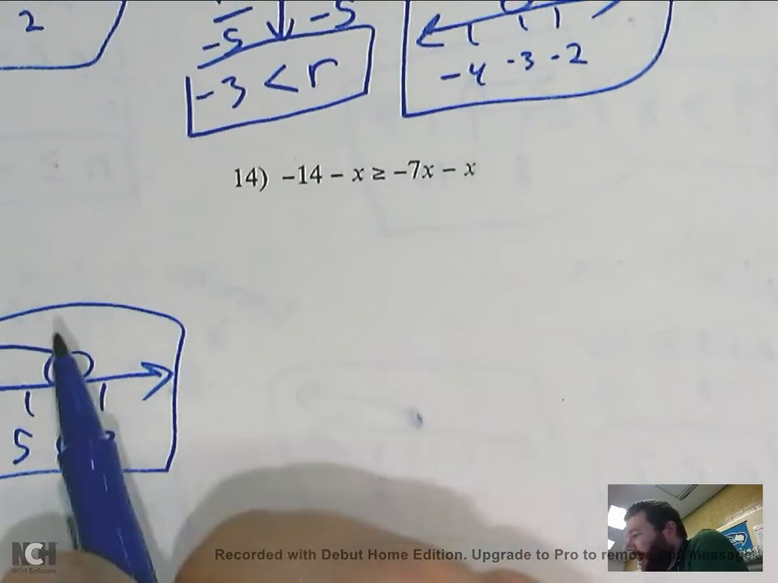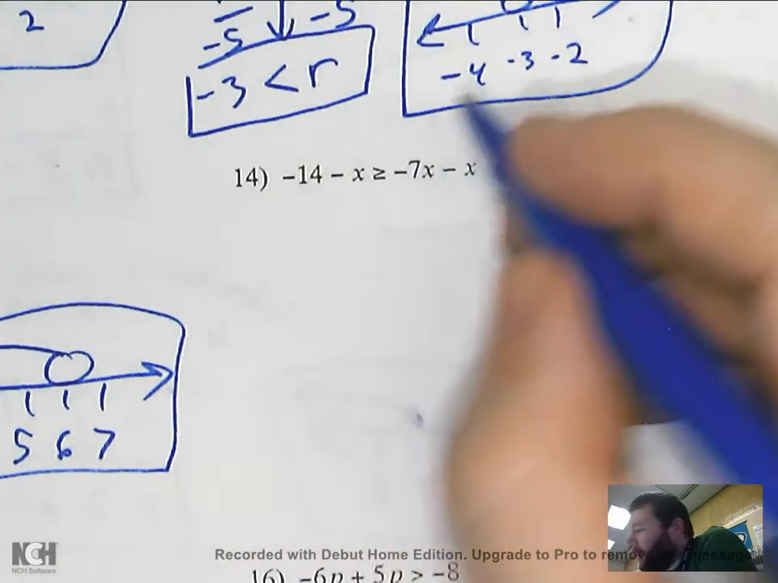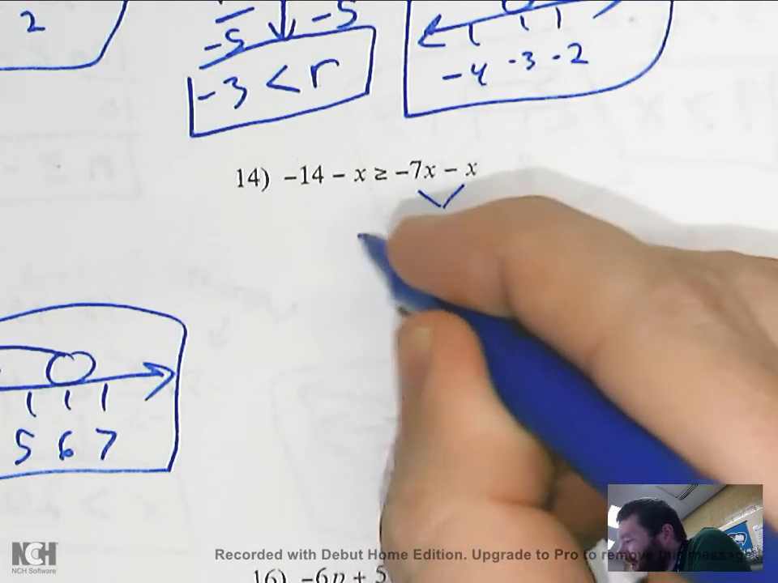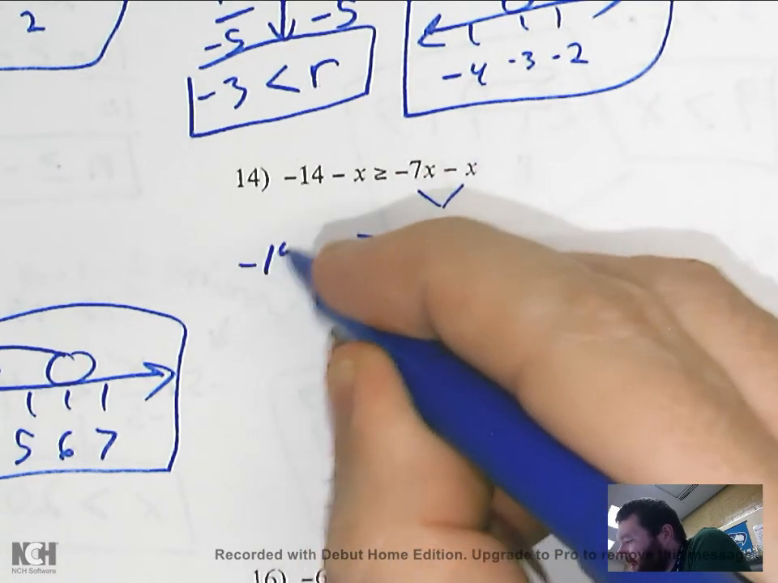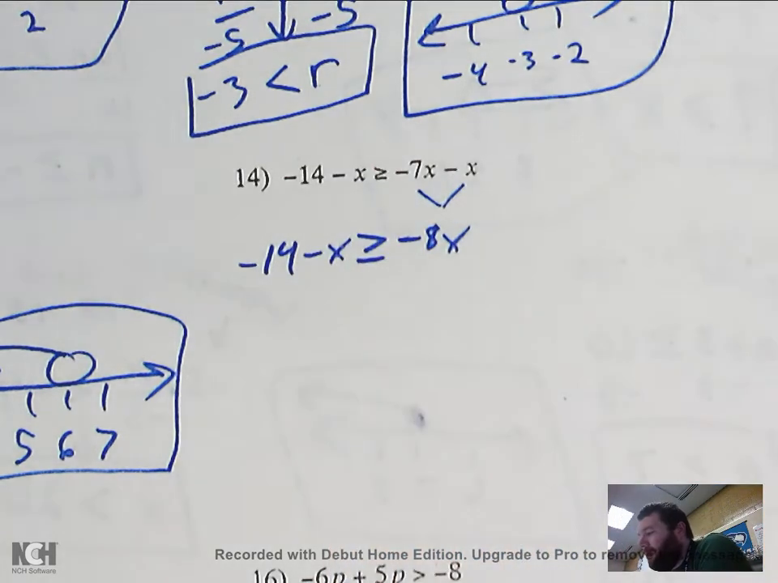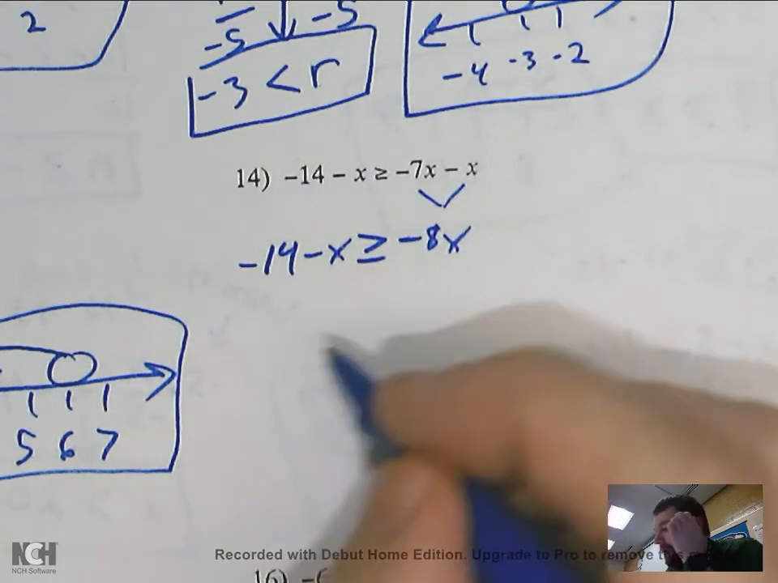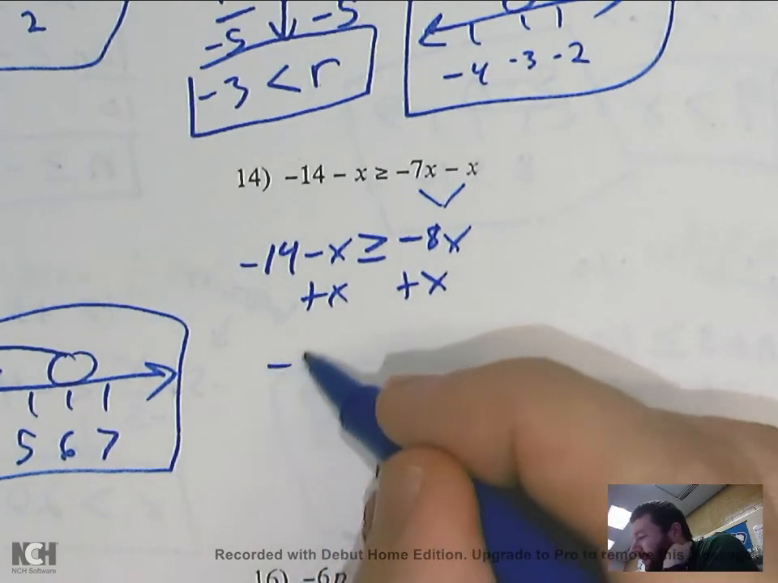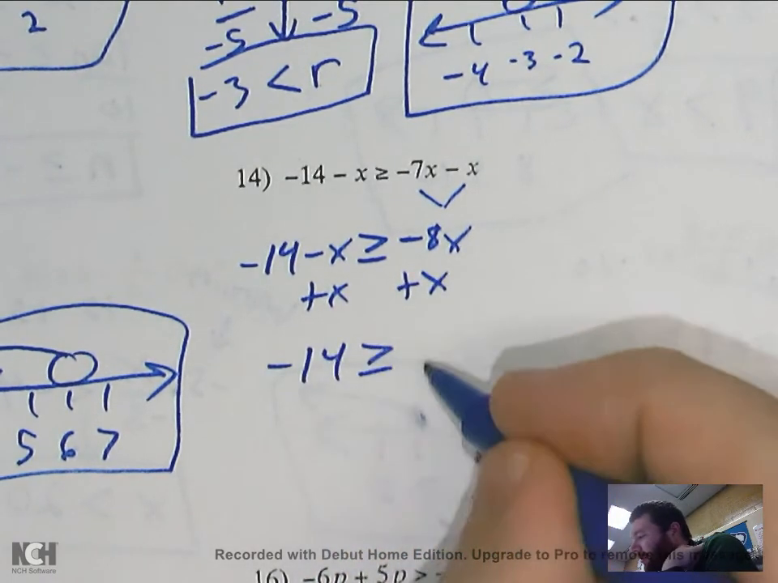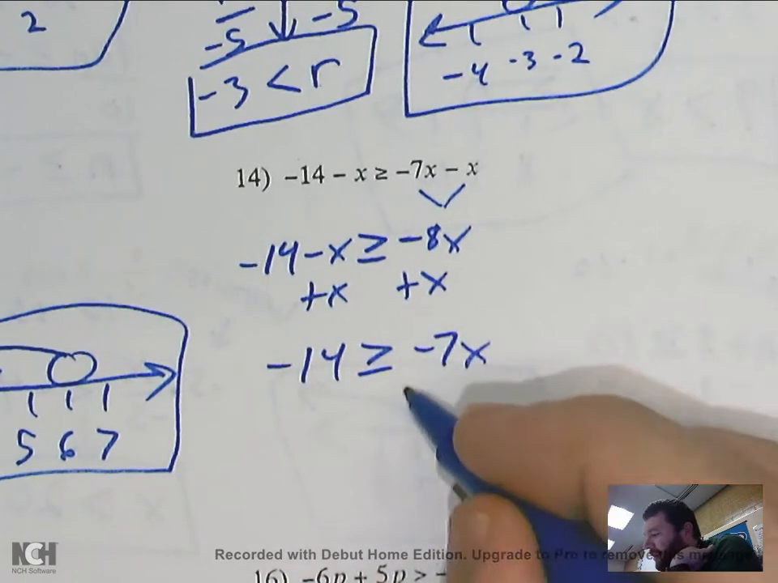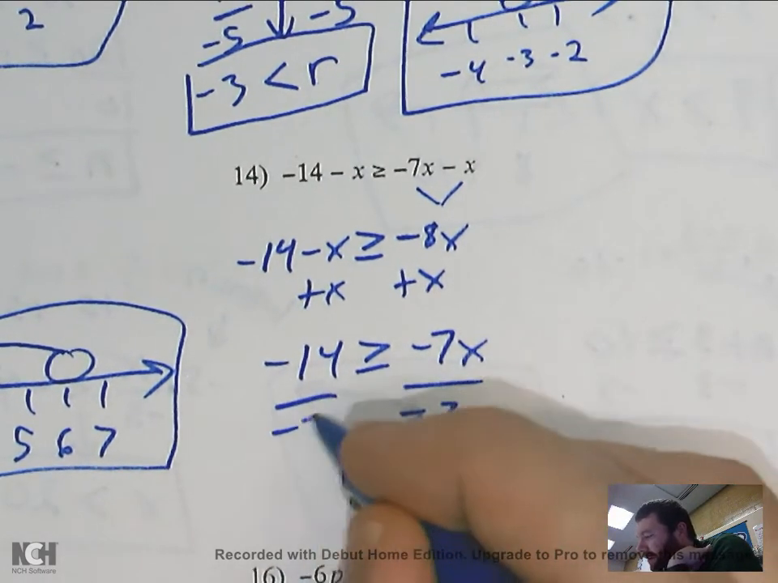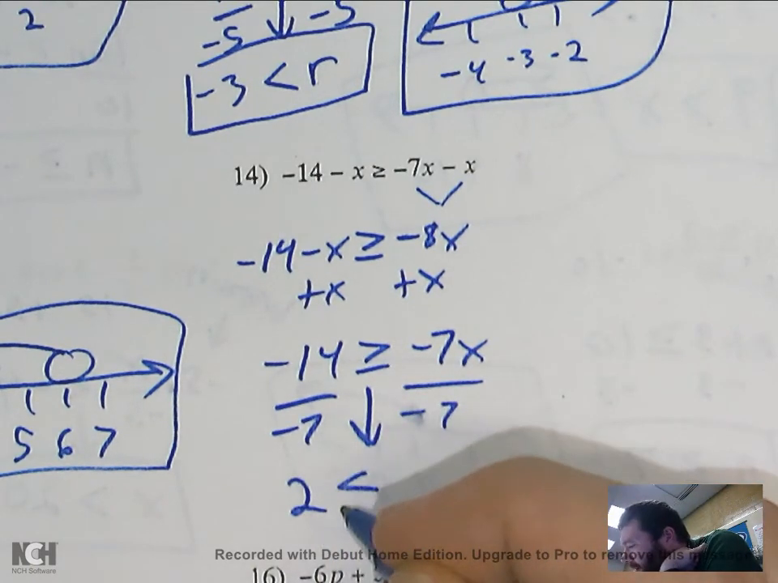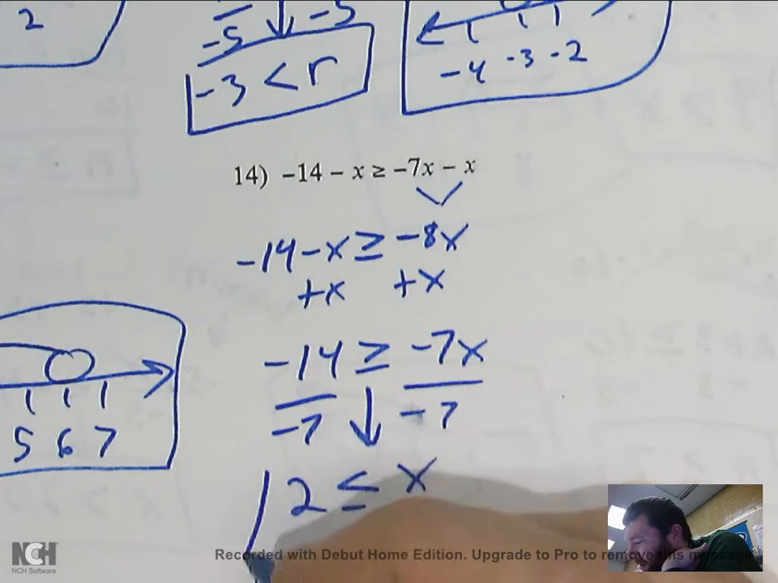Here we go. Looking at this one, first thing I'm going to do is combine these like terms on this side. So I'm going to get negative 8x. And then I've still got this business over here. Then I'm going to move the x's to one side. So I'm going to add x, which leaves me negative 14 is greater than or equal to negative 7x. Then I'm going to divide by negative 7. So dividing by negative, inequality sign has to flip. I'm going to get positive 2 is less than or equal to x.